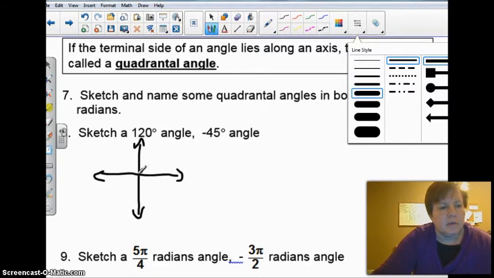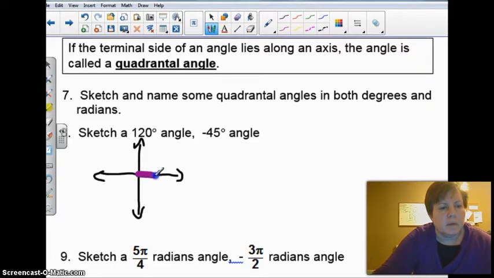So we begin here at the origin, and we're coming out, that's our initial side, on the x-axis. Then we're coming around, there's 90. If we come all the way to the next line, that's 180. So 120 we know is somewhere in here, and it's going to be closer back this way to there. Sorry about that, that's a little off, but that's about 120 degrees.